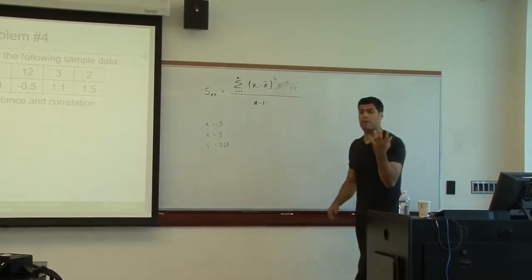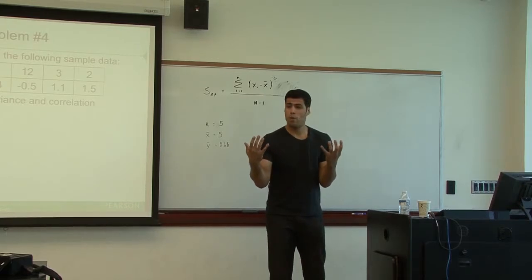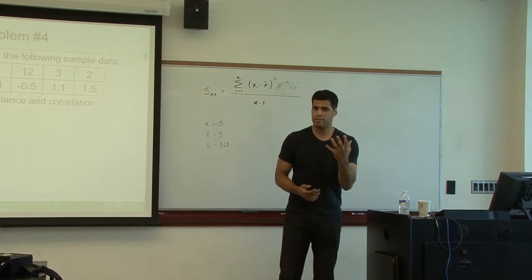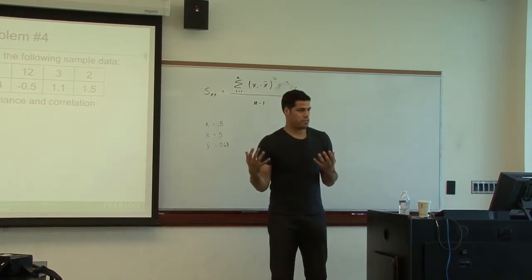Okay, remember how we went from variance to standard deviation? It was one additional computation, right? Now we're gonna go from covariance to the correlation coefficient.